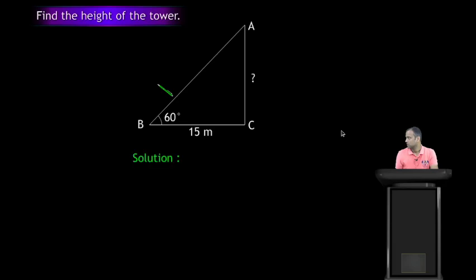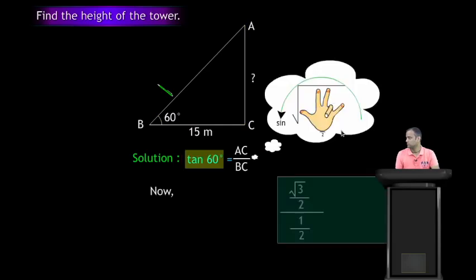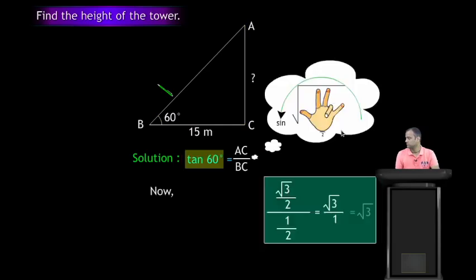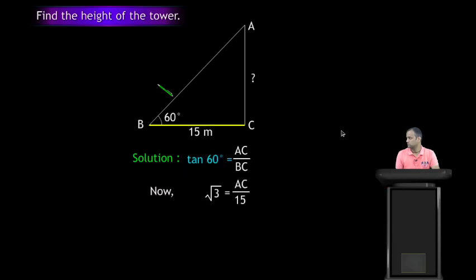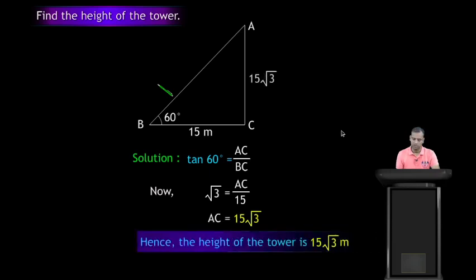Now again we have the value of AC. So here we will use AC upon BC equals tan 60 degree. Now what is the value of tan 60? Yes, it is root 3. Okay, so from here you can find that the value of AC is 15 root 3. So this is the height of the tower.